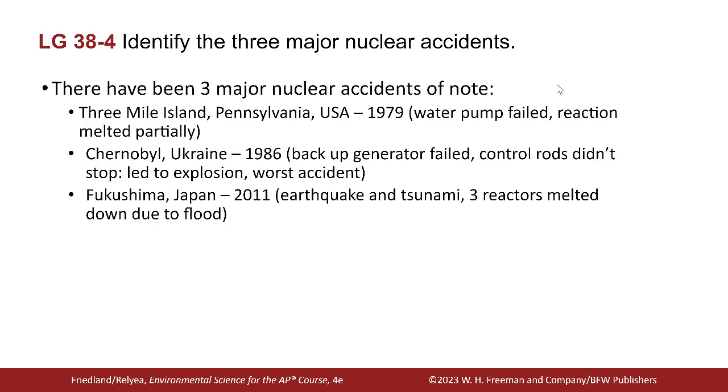Okay? All right, we're on our third standard. So these are the three major nuclear accidents of note. We're going to watch, like I said, that movie video thing next week that goes a little bit more in depth about these, but the big three are Three Mile Island of Pennsylvania, 1979, a water pump failed and the reactor melted partially. Then we have Chernobyl in Ukraine, 1986, backup generator failed, control rods didn't stop, led to explosion. It was the worst accident of all time, I guess. And then in Japan, earthquakes and tsunamis, three reactors melted down due to a flood.